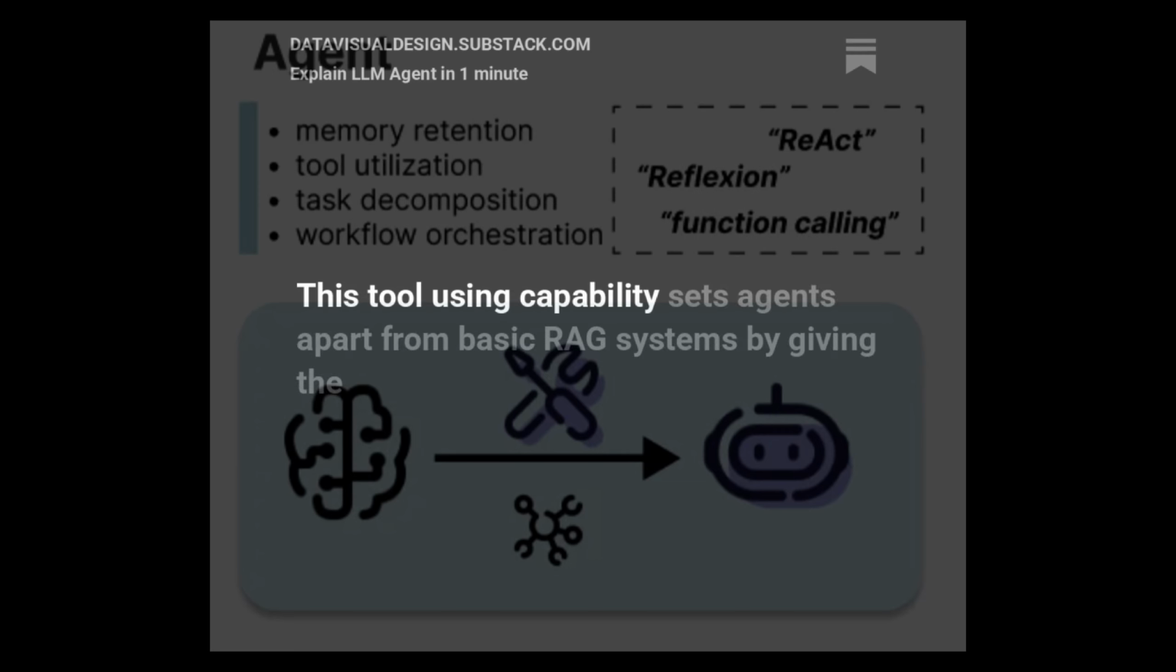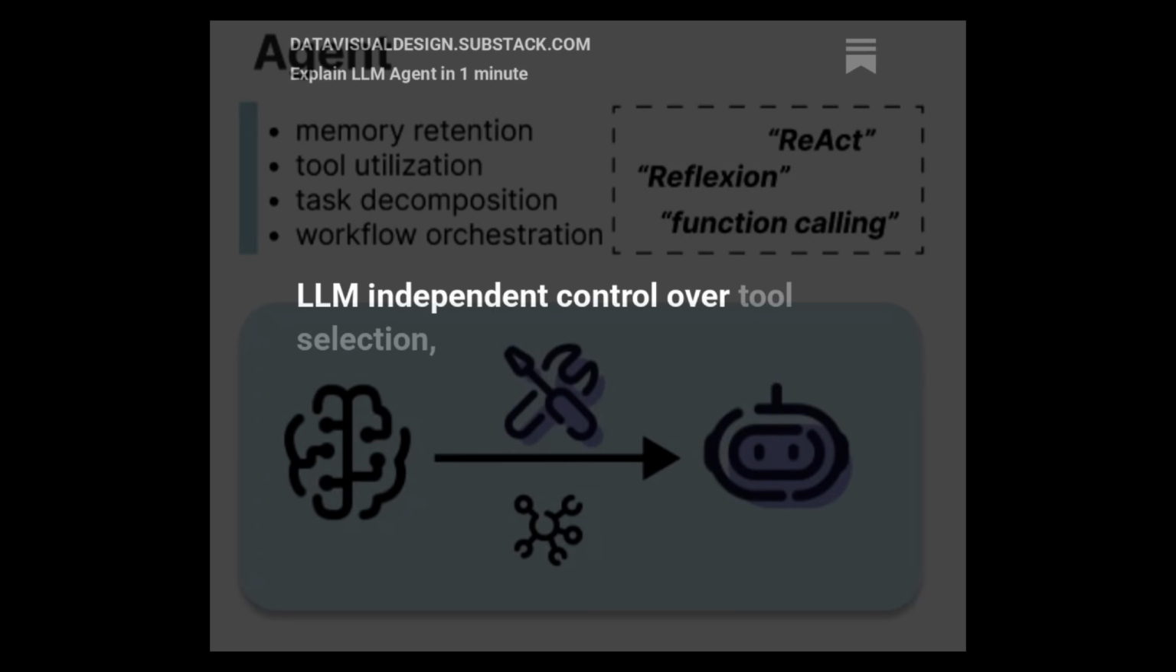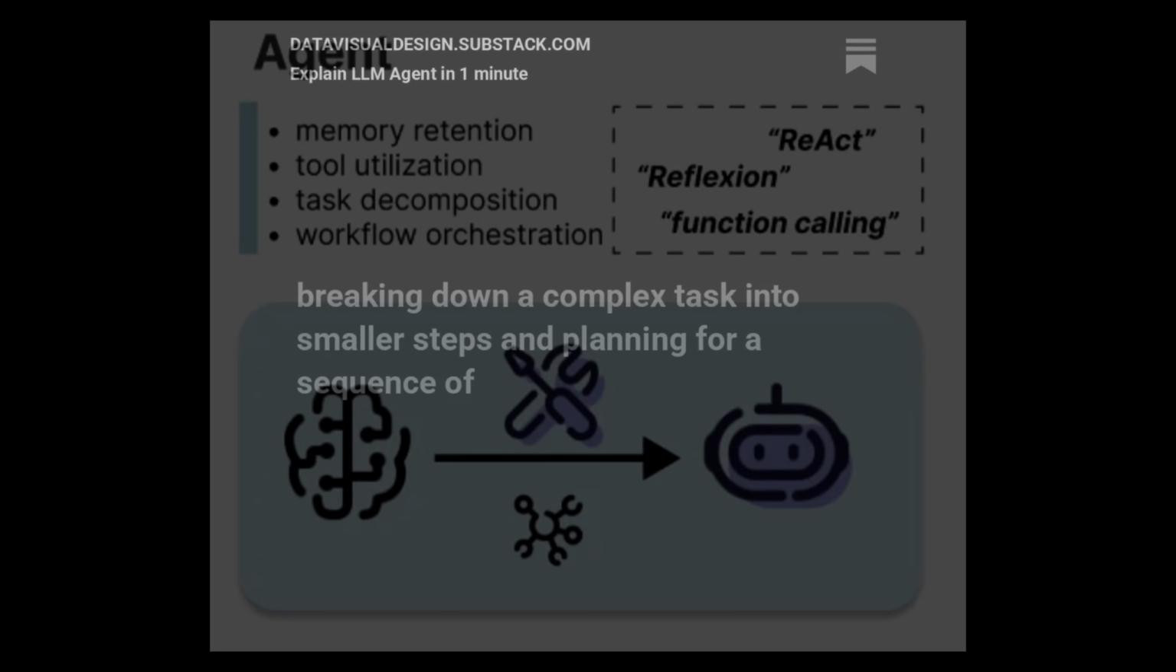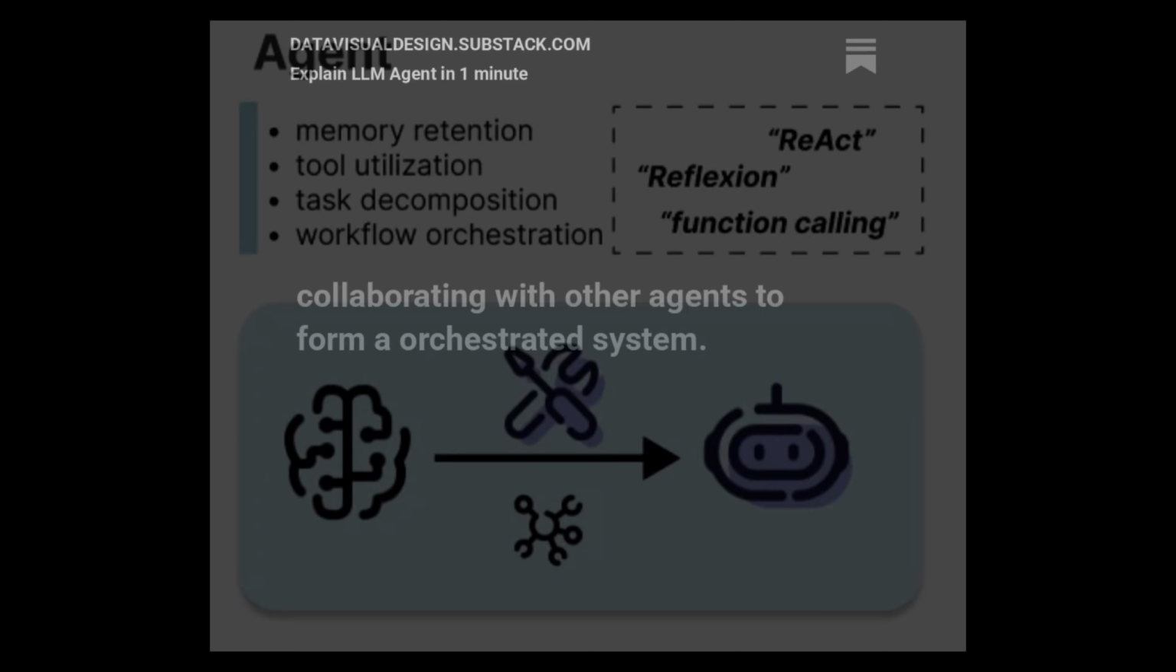This tool-using capability sets agents apart from basic RAG systems by giving the LLM independent control over tool selection. Breaking down a complex task into smaller steps and planning for a sequence of actions. Collaborating with other agents to form an orchestrated system.